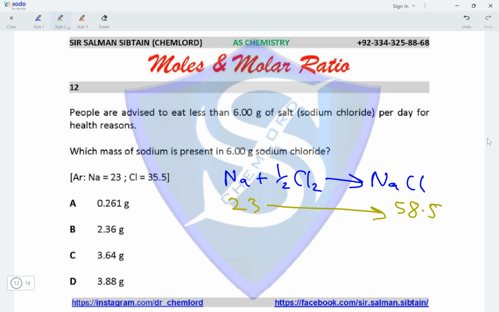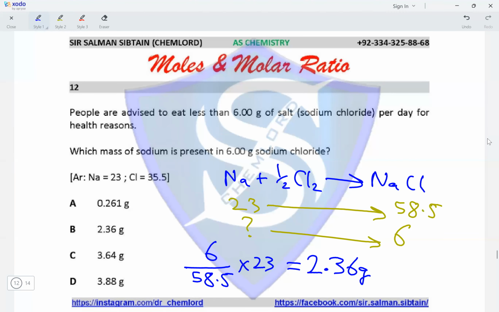So, the question asks, what mass of sodium is present in 6 grams of sodium chloride. So what mass would be present in 6 grams of NaCl? This would calculate to 6 divided by 58.5 multiplied by 23, giving us a mass value of 2.36 grams of sodium, making option B the correct option for this question.